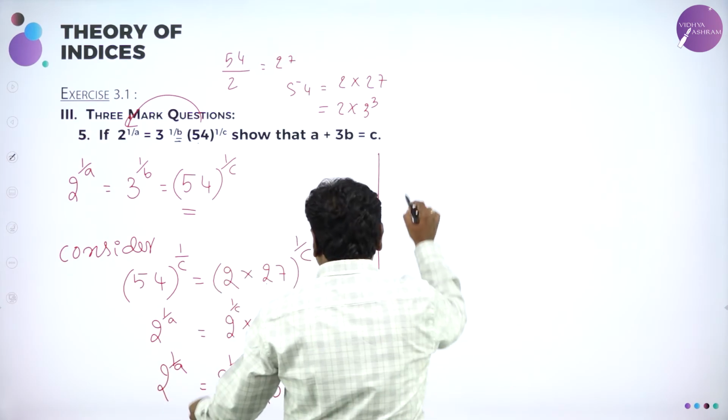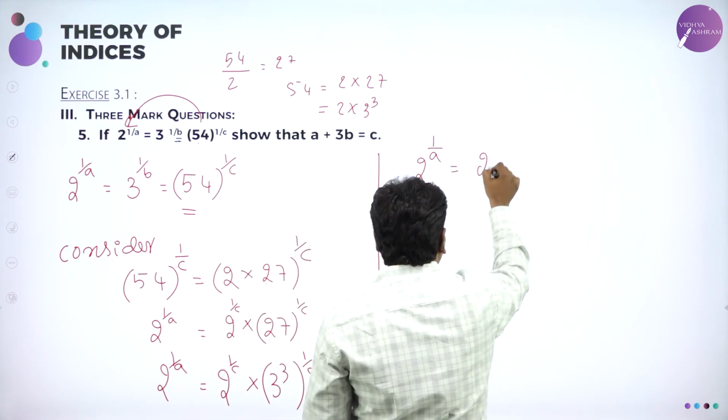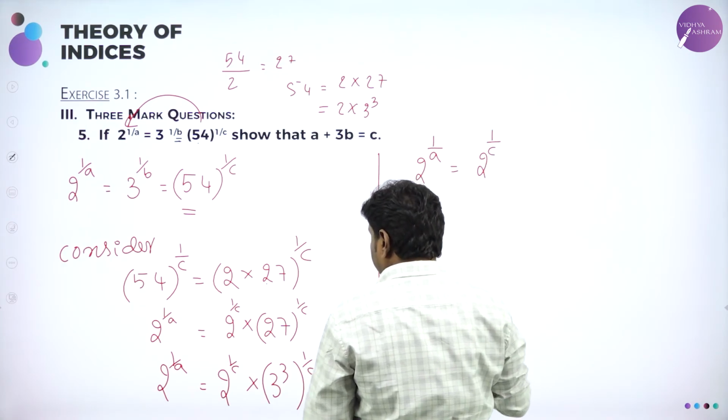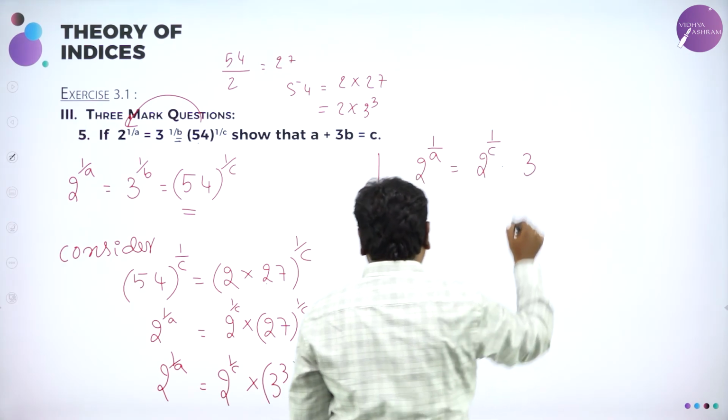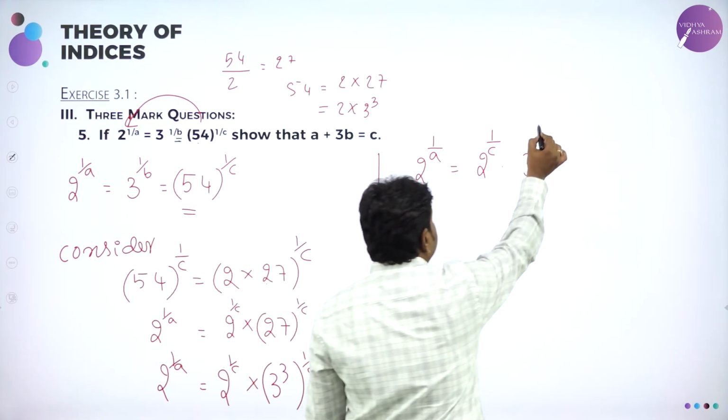So further, LHS is 2 power 1 by a. Now I'll try my best to make everything in terms of 2. So RHS we have 2 power 1 by c into 3 power, all of a power m whole power n is a power m into n. 3 into 1 by c is 3 by c.